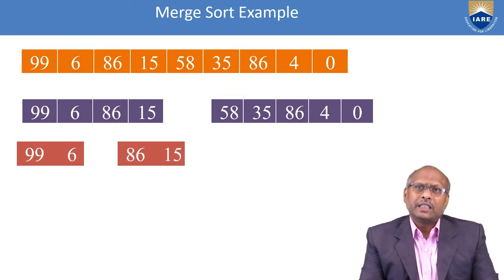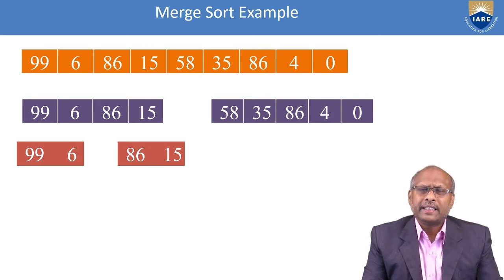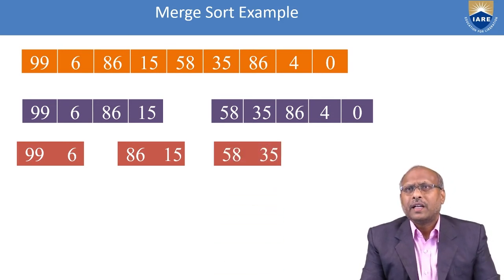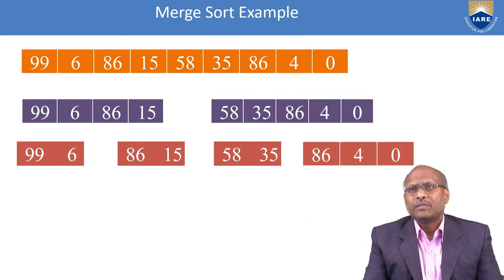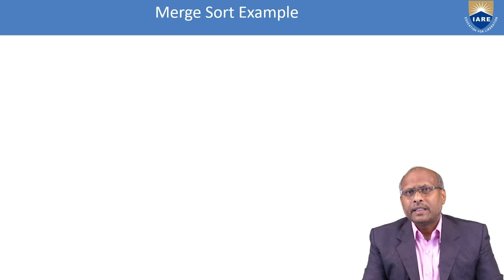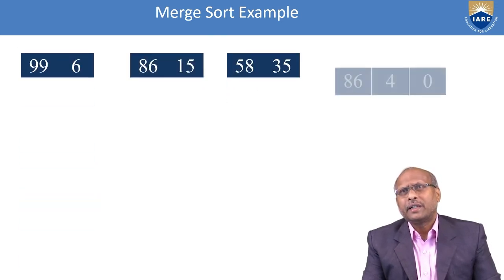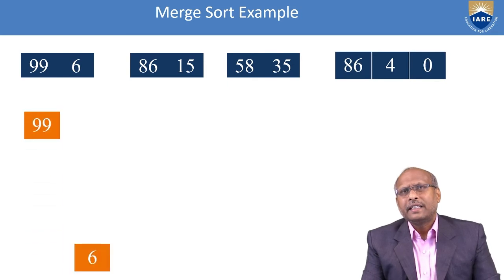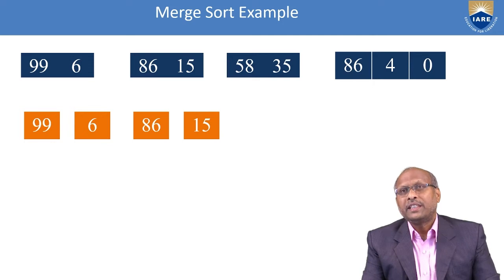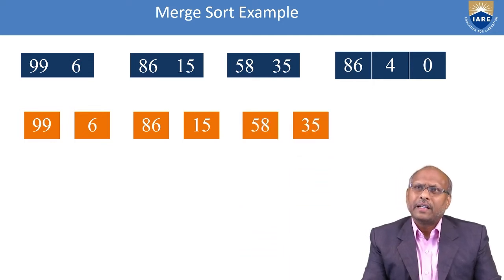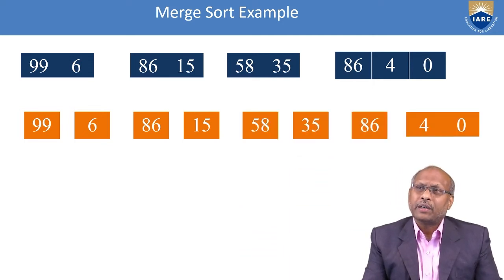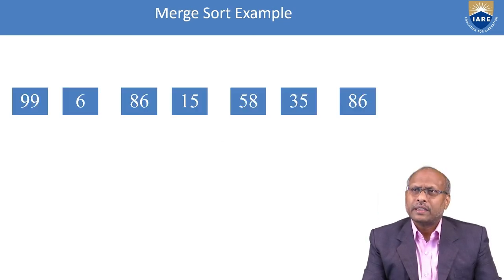The original value is divided in two parts, 99, 6 and 86, 15. And here 58 and 35 divided into parts. Again right side will be 864. Then keep on dividing 99 and 6, 86, 15, because until you reach single value, it will divide. After reaching, now here 4 and 0 still divided. Here 4 will come, 0 will come.